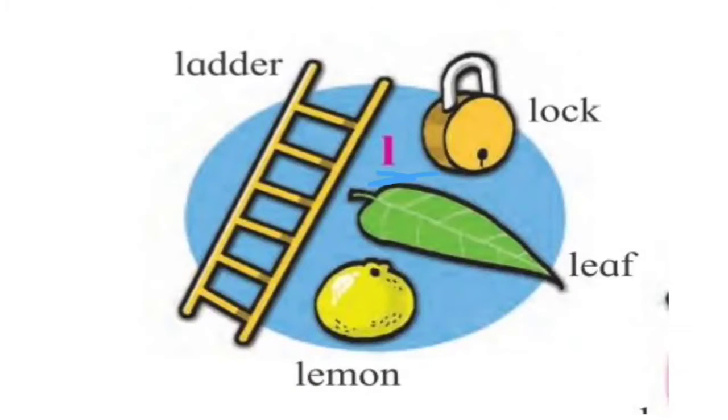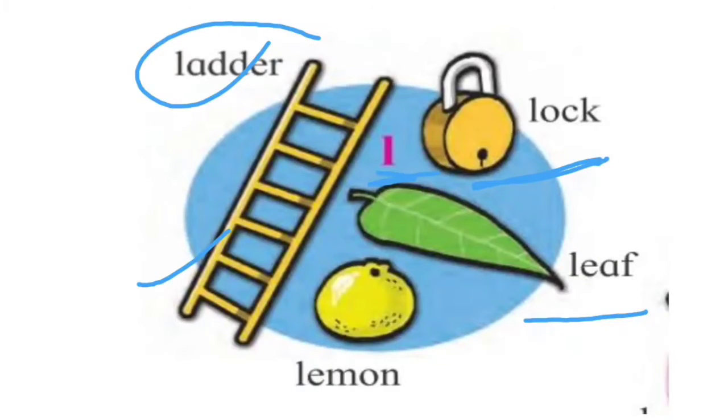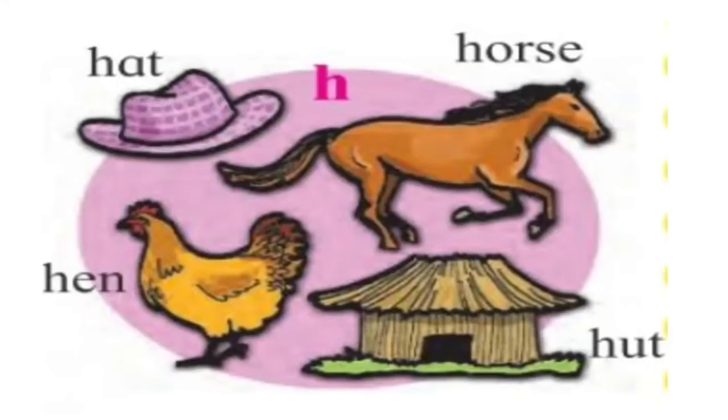Which letter is this? L. What will be the sound of L? L, L, L. Ladder. This is a ladder. L. Ladder. Lock. L. Lock. L. Leaf. L. Leaf. L. Lemon. L. Lemon. Understood? Very good.